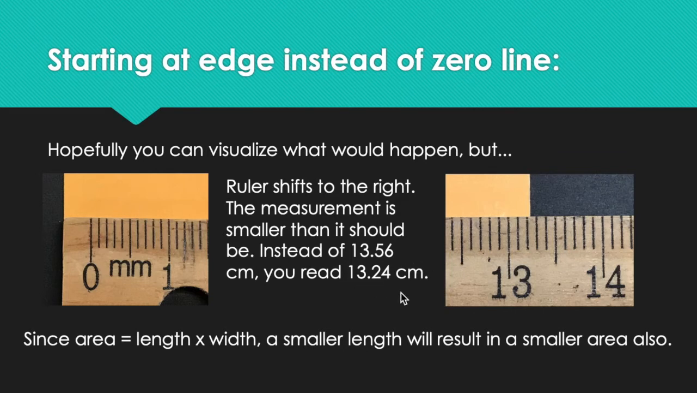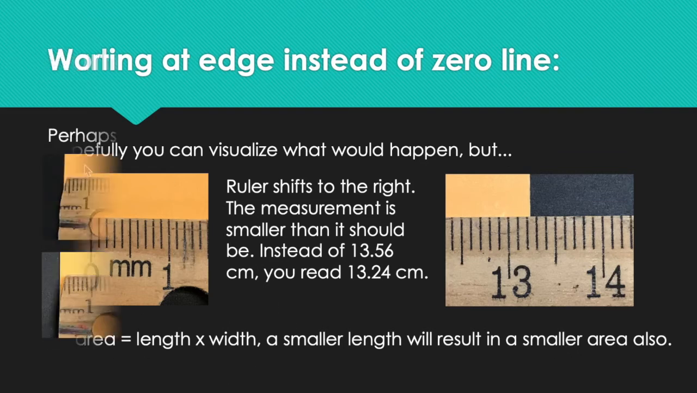And anything we measure this way is going to give us a result that's too small. So if we also measure the width this way, the width is also going to be too small. And since the area is length times width, if you have a smaller number for the length, it's going to have a smaller area as well, because you're multiplying something by a smaller number.